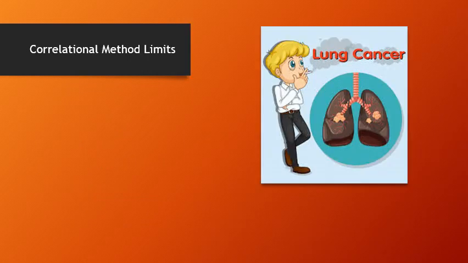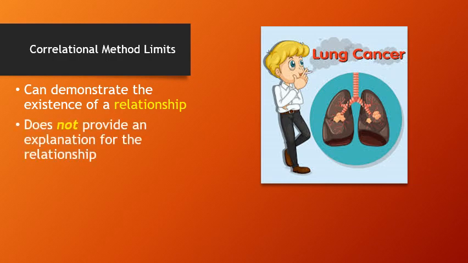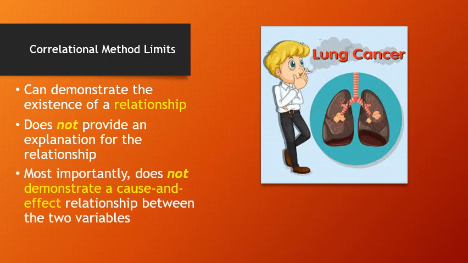So here's another example of correlation. It can demonstrate the existence of a relationship, but it does not provide for an explanation of that relationship. More importantly, it does not demonstrate cause and effect between 2 variables. For example, we know that smoking and lung cancer are related to each other, but we can't say one causes the other because we can't do a true experiment.